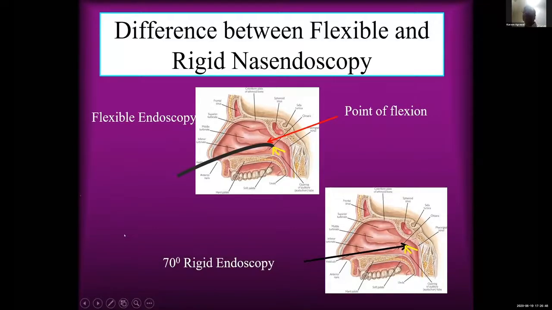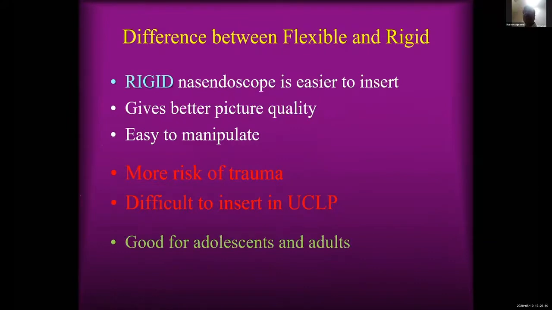But there are pros and cons of each one of them. Rigid endoscope is much easier to insert, as I said in the previous slide. It gives better picture quality, you have seen in the video also. It is easy to manipulate, insert, and visualize. However, there is a risk of trauma. If the child moves the head, then the rigid endoscope might cause bleeding and it will obscure your vision. It may cause a little pain also to the child.